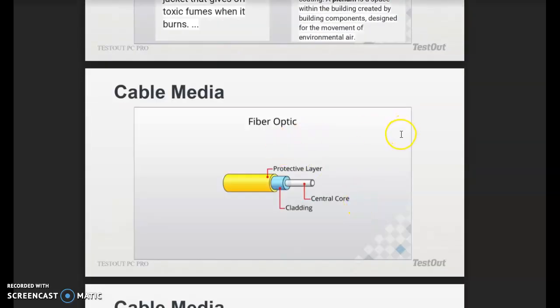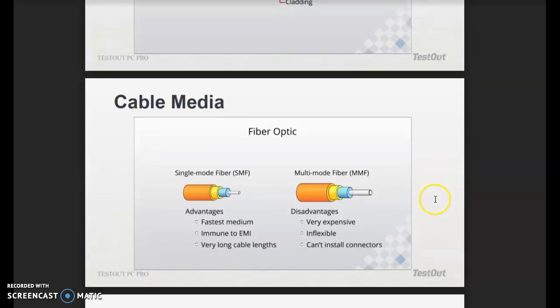And the best one is fiber optic. It uses a central core, cladding, and a protective layer. Fiber optic has two types: single mode fiber and multi-mode fiber. Single mode fiber goes long distances, up to kilometers, and multi-mode goes 330 meters to 500 meters maximum, and it can send multiple lights.